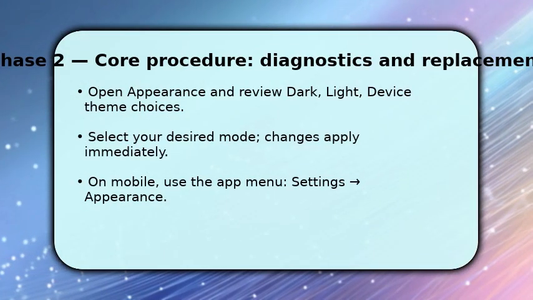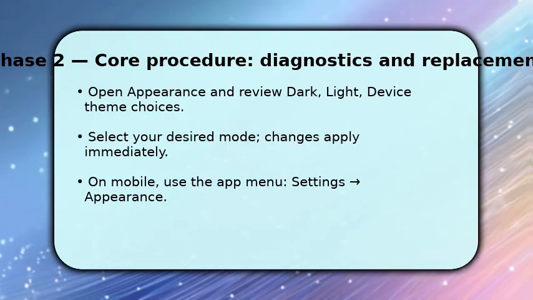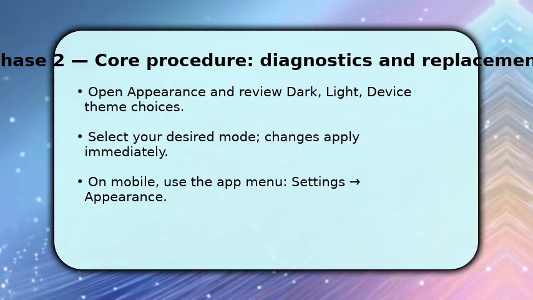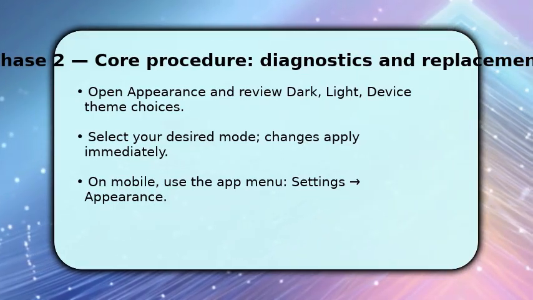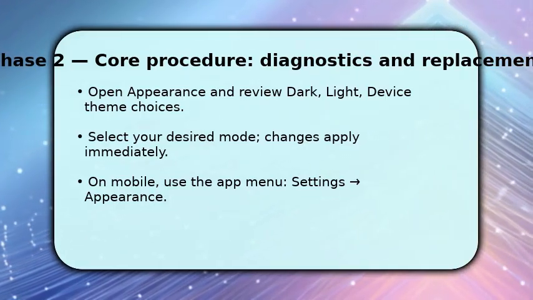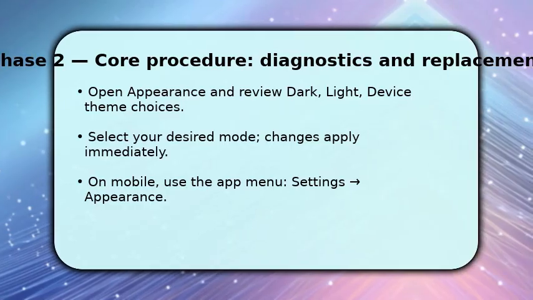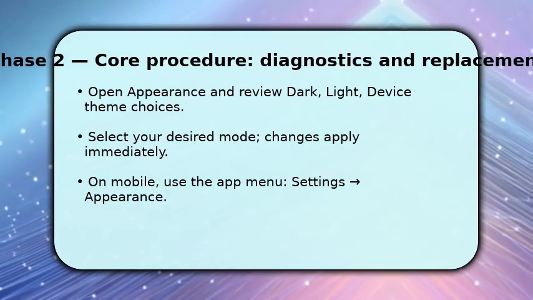Selecting dark will reduce glare at night, while light keeps a standard viewing experience. If you pick Device Theme, YouTube will match your phone or computer settings, useful if you switch contexts often. After selection, the interface updates immediately so you can confirm visually.